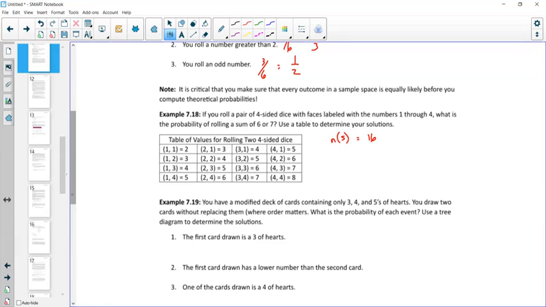How many of them are 6 or 7? Well, there's a 6, 6, 7, 6, 7, 5. The number of outcomes in the event is 5, so our probability of a 6 or 7 sum is 5 over 16.